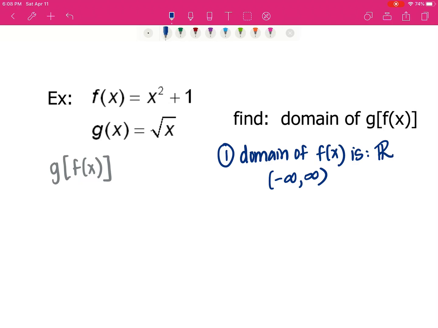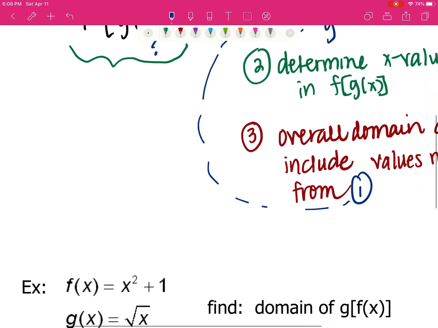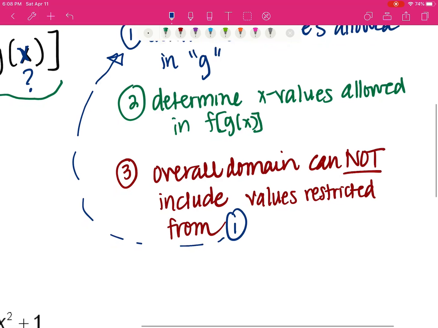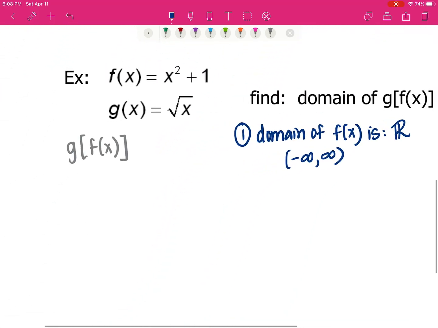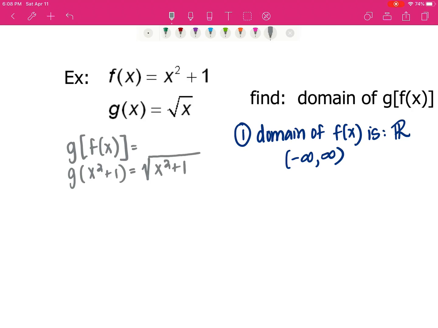Now, just like I said up here, we want to find the x values that are allowed in the composite function. So I'm going to compute the composite function. We're going to have g of x squared plus 1. The g function is a square root. So I'm going to have the square root of x squared plus 1.